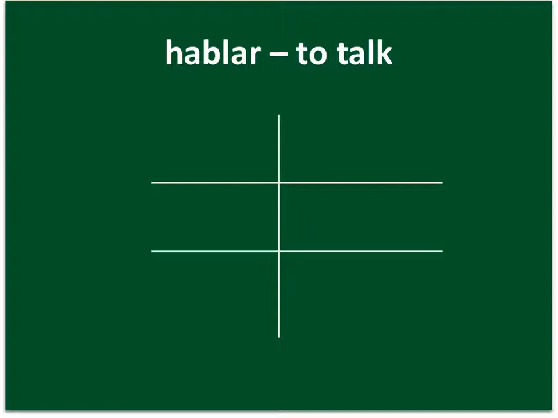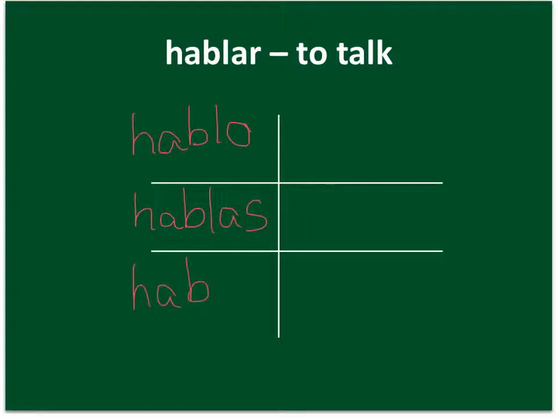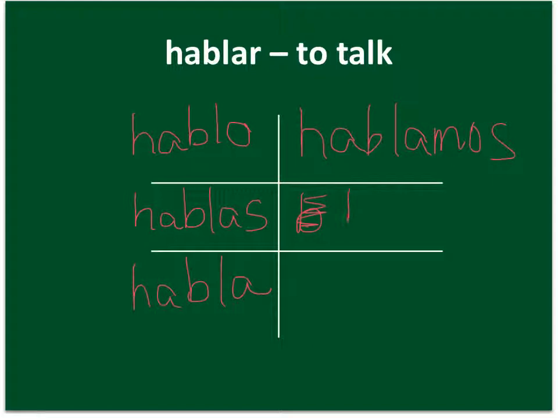Okay, so if we want to conjugate the verb hablar, meaning to talk, we want to write it out like this. H-A-B-L-O. We said O is the yo form. So hablo, I talk. And then we have hablas, you talk. And we have habla, he or she talks. Hablamos, we talk. Oops. Habláis. Accent on the A because it's an AR verb.